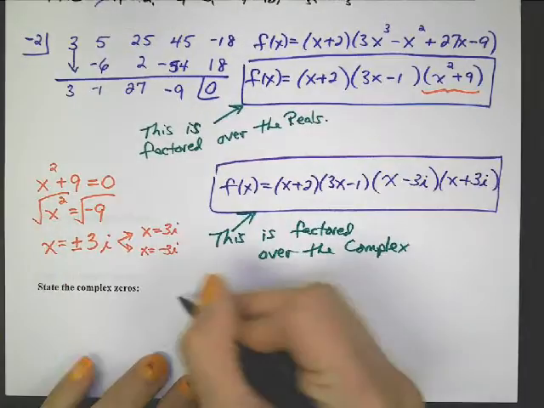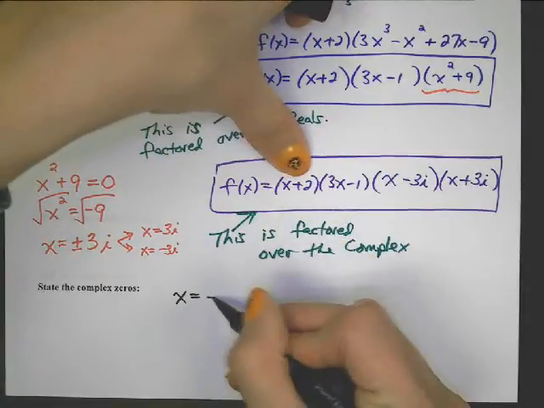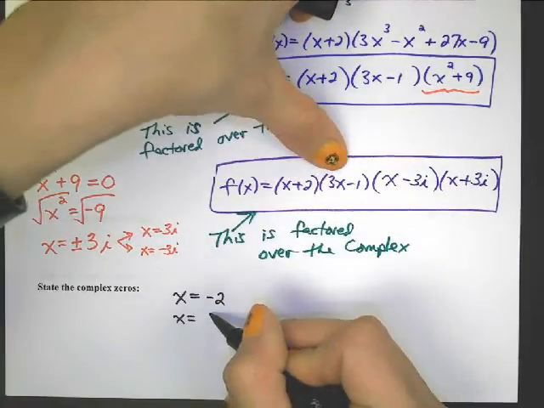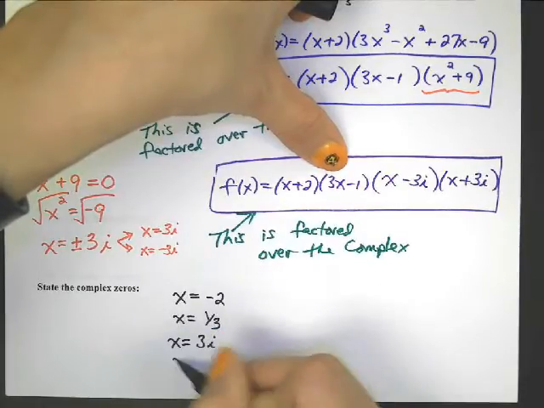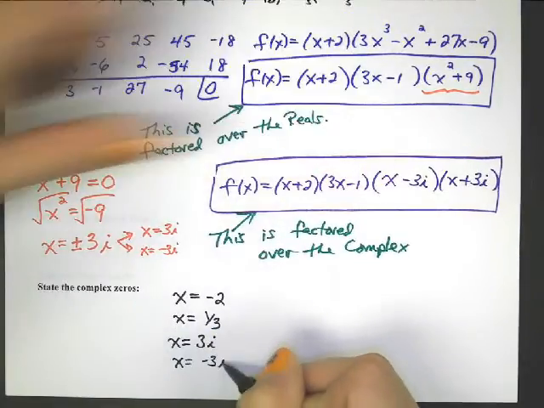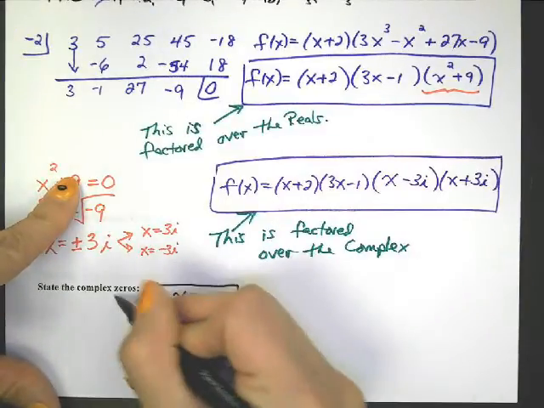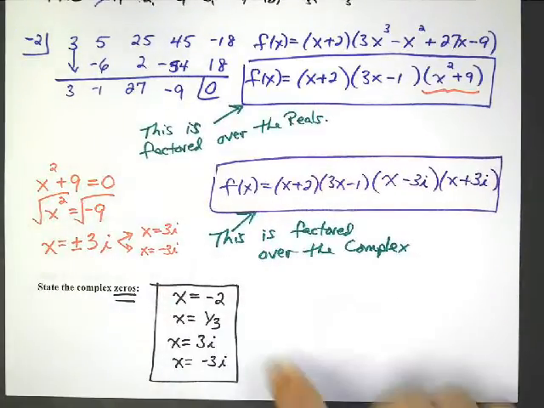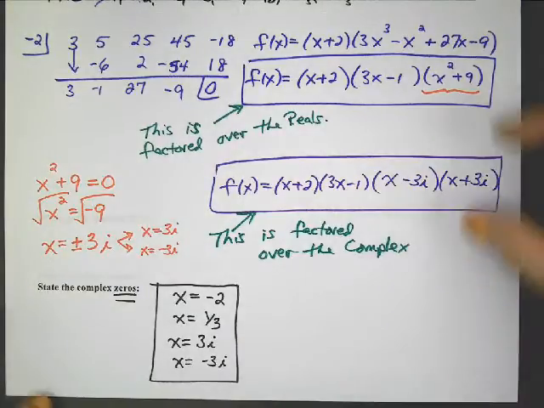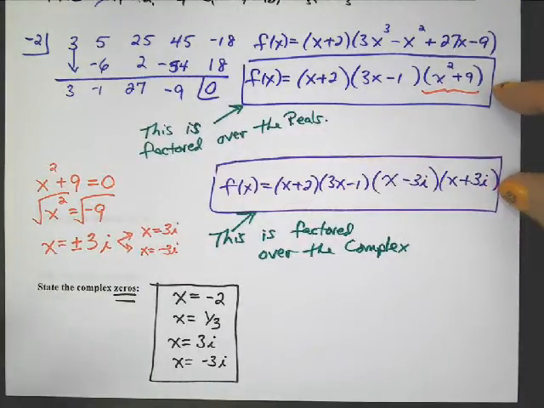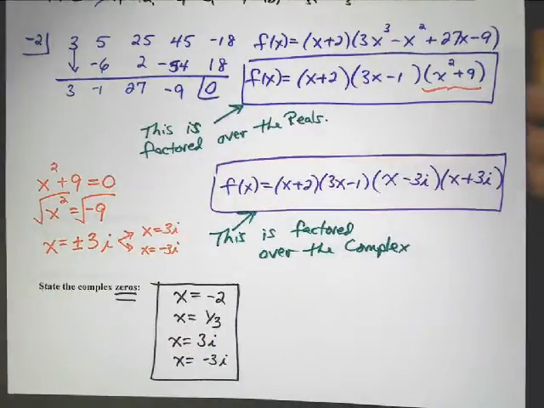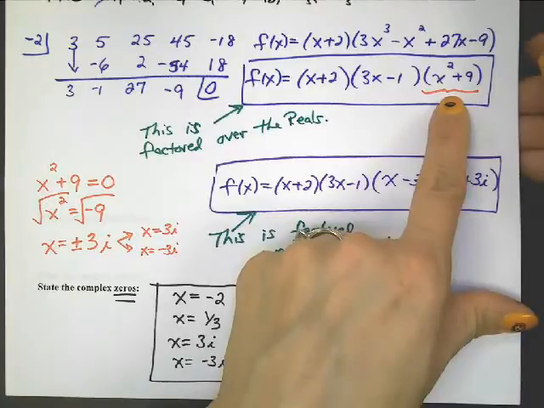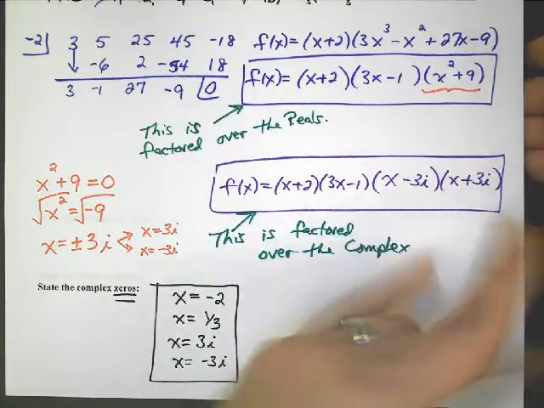State the complex zeros. Okay, here are the zeros: negative 2, 1/3, 3i, and negative 3i. So these are the zeros. If it says state the zeros, you write x equals. If it says write it in factored form, you use the parentheses. And please read the directions carefully on the test so you know what kind of factoring to do. 2 days ago we were stopping, but now we're going to use imaginaries and go all the way.